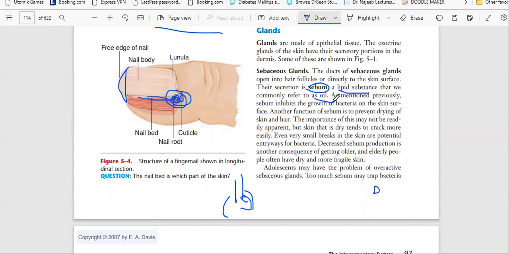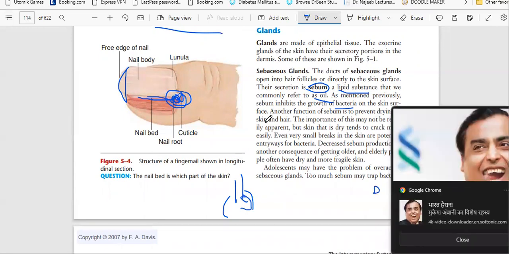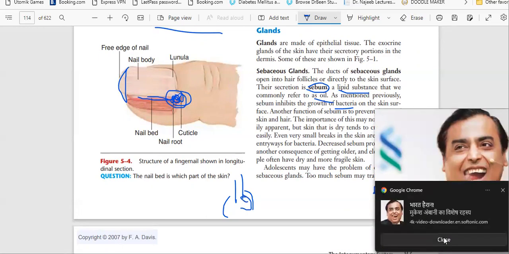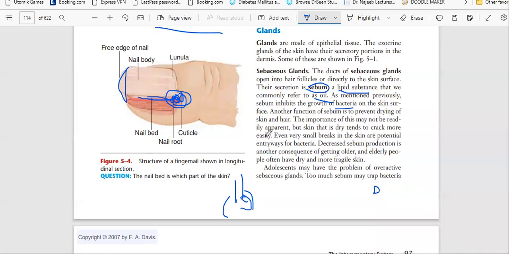So that's the reason in some cases we have oily skin. That is the sebaceous gland only. As mentioned previously, sebum inhibits the growth of bacteria on the skin surface. What will sebum do? It will decrease the growth of bacteria. This is the main important function of the sebaceous gland.